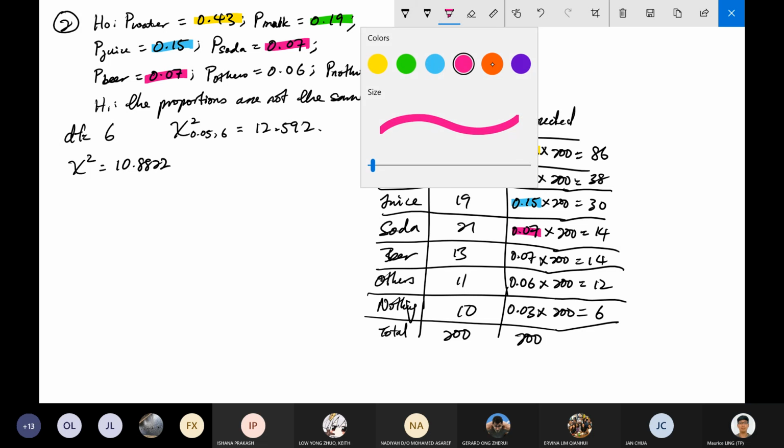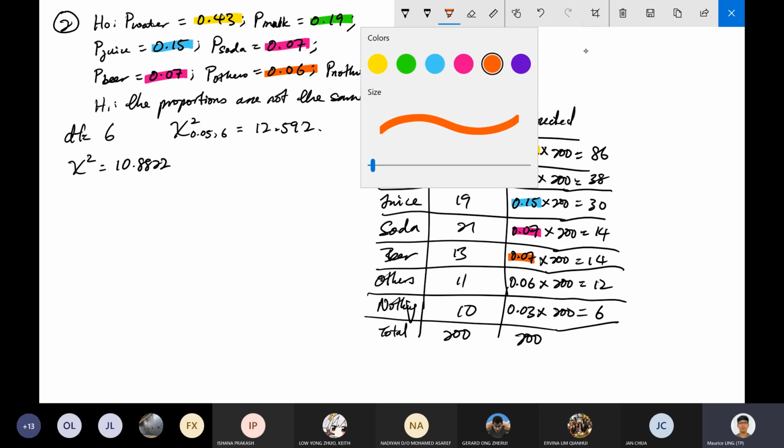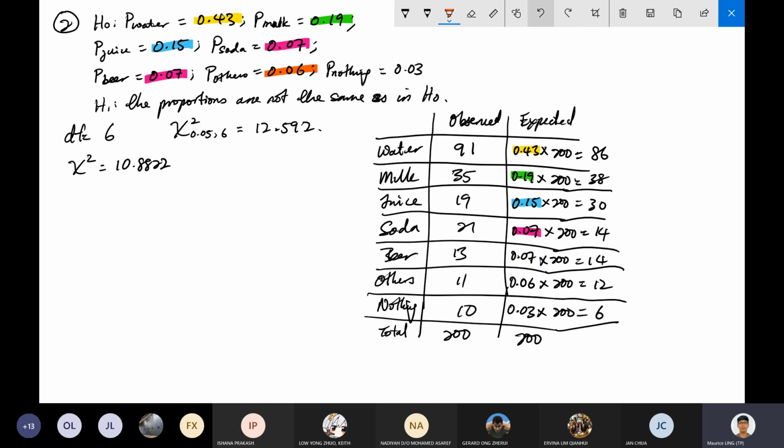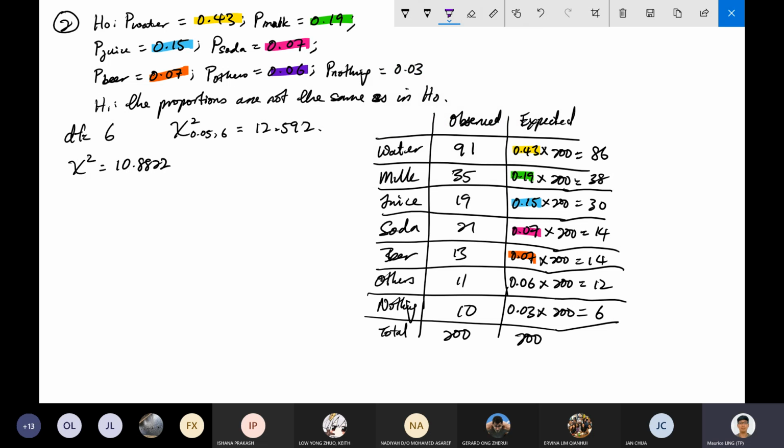Yes, this comes to here. Okay, colored the wrong thing. Oops. Okay, doesn't matter. Oops. Okay, so this comes to this. This comes to this, and the last one.